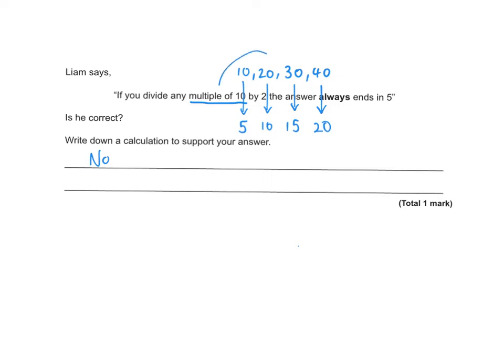Now, what I haven't done here is shown my calculation. So I take what I've done, which was 20 divided by 2 equals 10. That's a calculation that supports my answer. That is an example of dividing a multiple of 10 by 2 where it doesn't end in a 5.